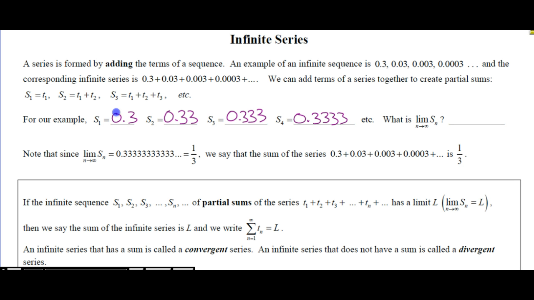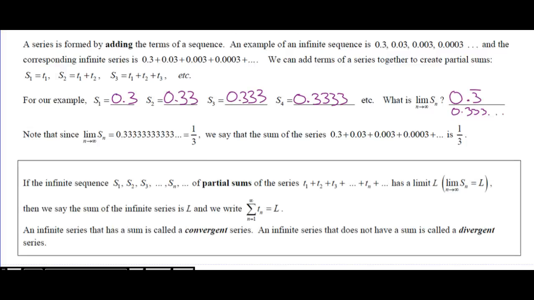So, what is the limit as n approaches infinity of S sub n? We get 0.3 repeating. And we know that since the limit as n approaches infinity of S sub n is 0.3 repeating, which is 1/3, we say the sum of this series is 1/3. Remember, we're adding up an infinite series. The sum of the infinite series is 1/3.